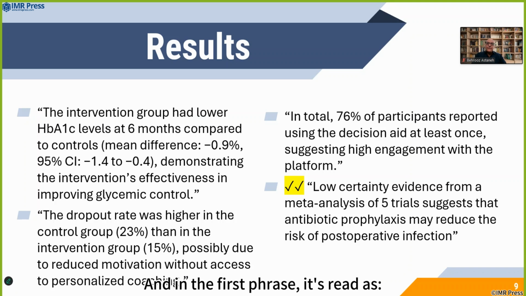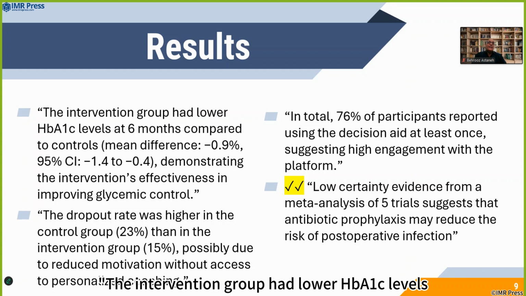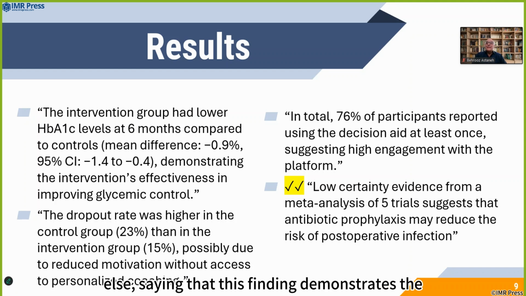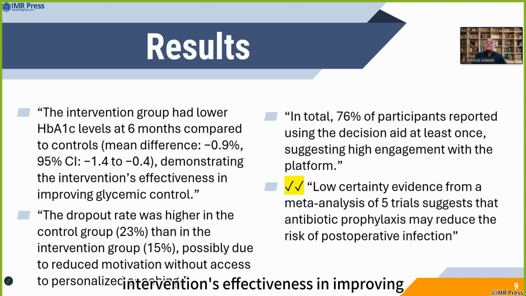And the first phrase reads as: the intervention group had lower hemoglobin A1C levels at 6 months compared to controls. And the authors gave us some mean difference and confidence interval, and it's good so far. However, later on, they start talking about something else, saying that this finding demonstrates the intervention's effectiveness in improving glycemic control.